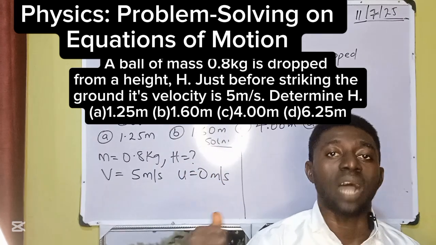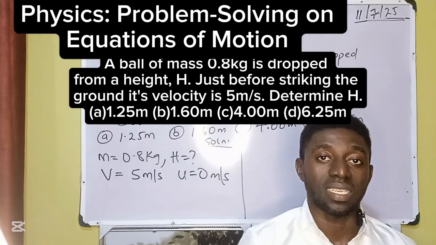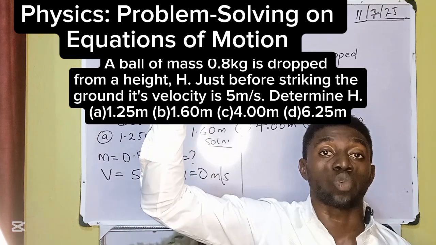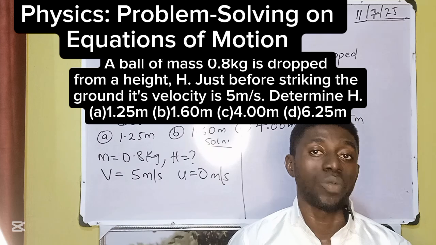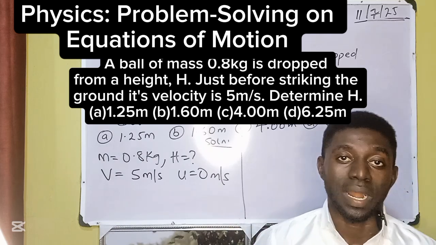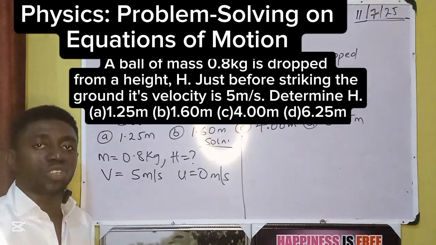When you fail to bring out that initial speed, you'll have difficulty with your equations of motion. So never forget, a falling body, its initial speed is what? 0. Every falling body has an initial speed of 0 meters per second. Let's observe the parameters. When you observe the parameters, go and list your equations of motion.